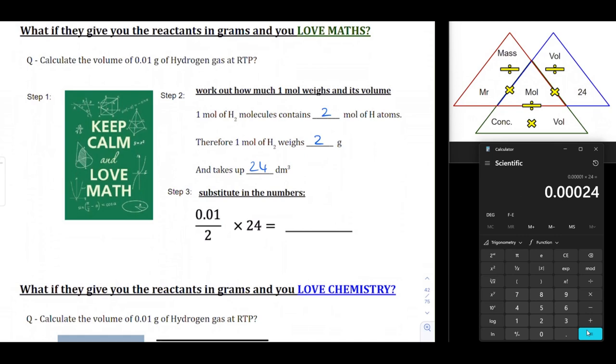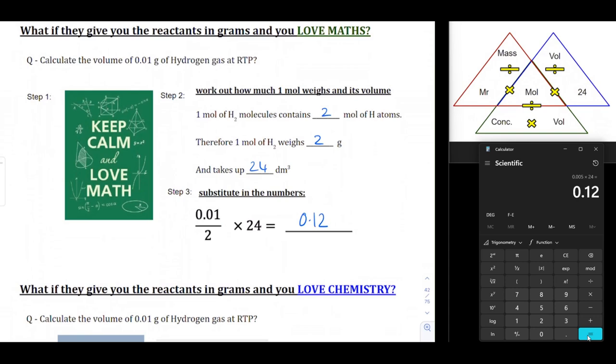We then just substitute the numbers into our triangle. So we do 0.01 divided by 2 times by 24. If we put that on our calculator, 0.01, divide it by 2, then we times that by 24. That gives us 0.12 decimeters cubed.